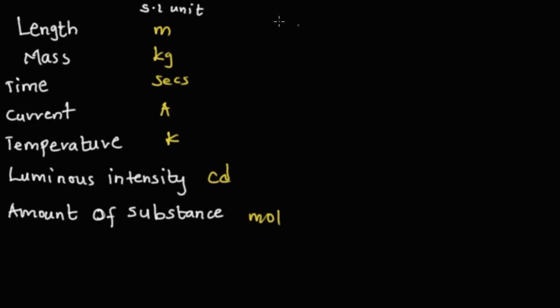Now we're going to look at its dimension, and then from there we'll proceed to answering dimension problems. The dimension of length is L. Mass dimension is denoted as M. Time dimension is denoted as T. Dimension of current is denoted as A. The dimension for temperature is denoted as K. These are the five basics that we'll be using in handling issues on dimension.